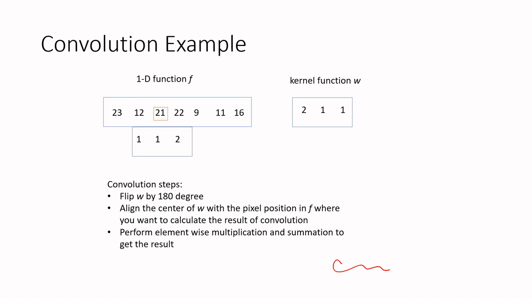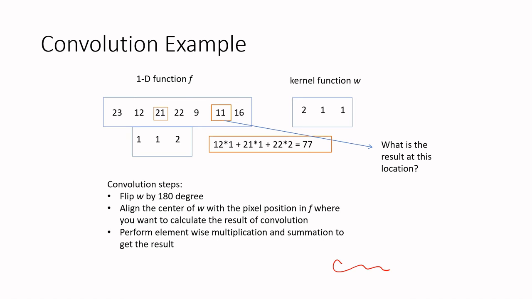Now, to get the result of convolution, we will perform element-wise multiplication and then summation. In this case, the result will be 12 times 1, 21 times 1, 22 times 2. That is this and this, this and this, this and this. We add up and the number is 77. So the result of applying this kernel function to this particular position on this function is 77.